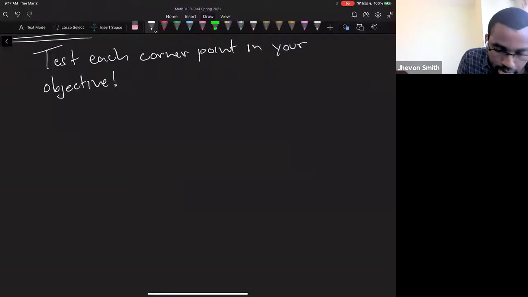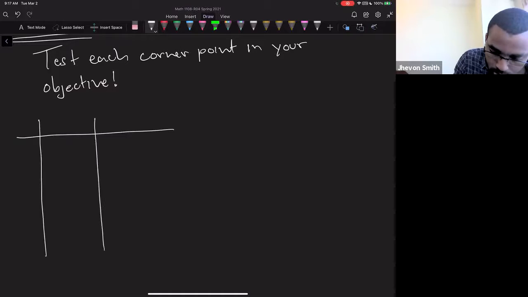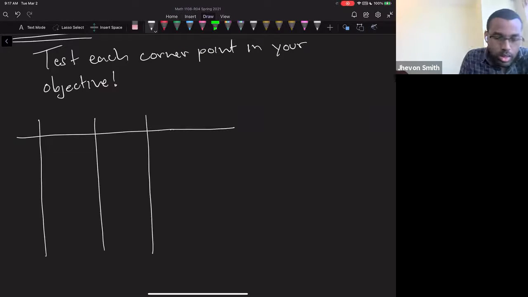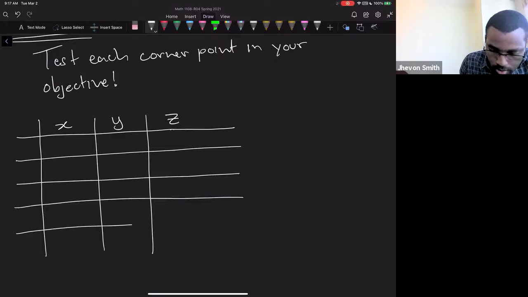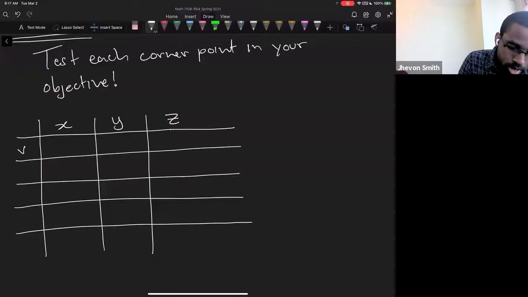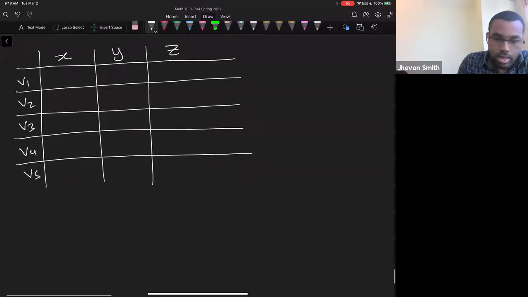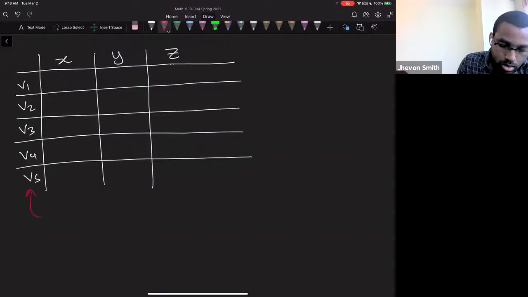So here we have 5 corner points, right? Okay. So this is X values, Y values, and my Z values. And there is 1, 2, 3, 4, 5, right? So this is for V1, V2, V3, V4, V5. You don't need to draw this column. Again, I'm just doing it to be extra explanatory.